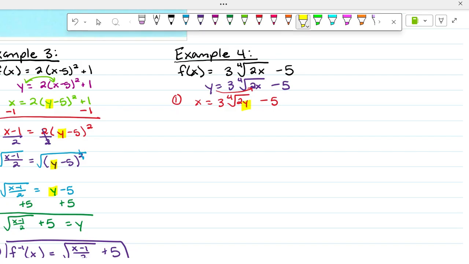So think SADMEP. In SADMEP, what operation comes first? Subtraction. So what do you think I'm going to have to get rid of first? The 5. All right, and how do I undo it? You add it. So add 5 to both sides. That goes away. I have x plus 5 is equal to 3 times the 4th root of 2y.